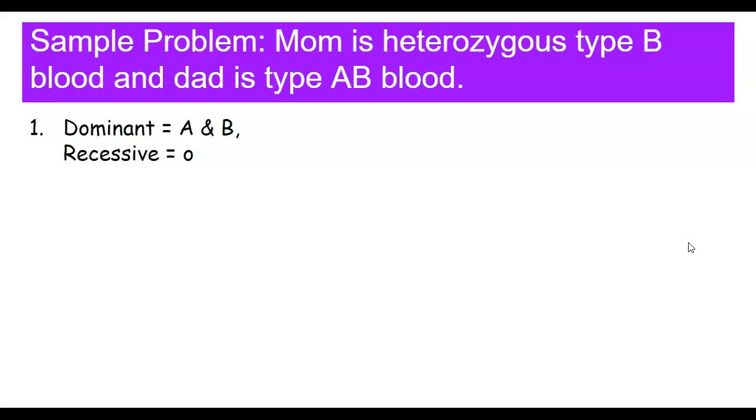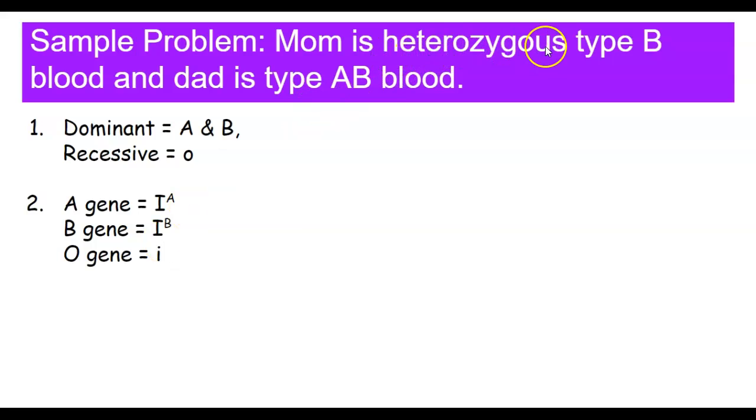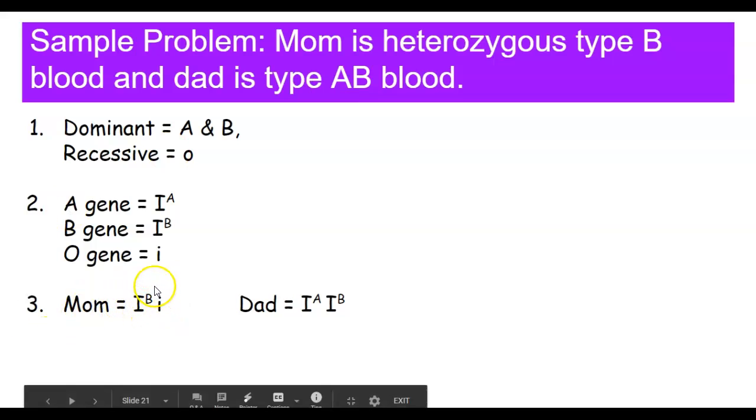We'll do one more practice problem, okay? It says mom is heterozygous type B, dad is AB. So again, all these blood type problems are gonna look the same in the beginning. Dominant is A and B, O is recessive. What do our genes stand for? The A gene is IA, B gene is IB, O gene is little i. So mom is heterozygous. Remember that means two different. Okay, so she's type B, so she's gotta have two different genes. And dad is AB, so he's going to have an A and a B. So mom, notice heterozygous, two different. Dad is going to be IA, IB.